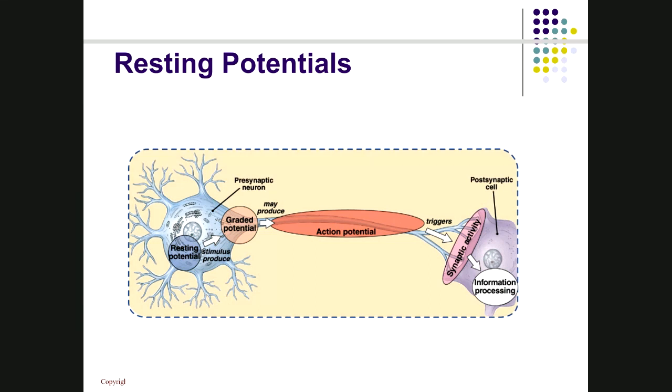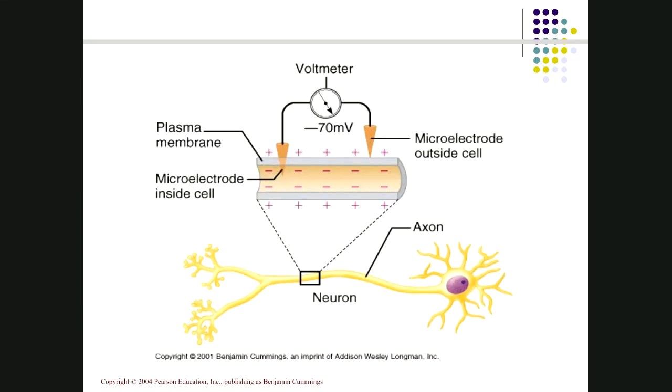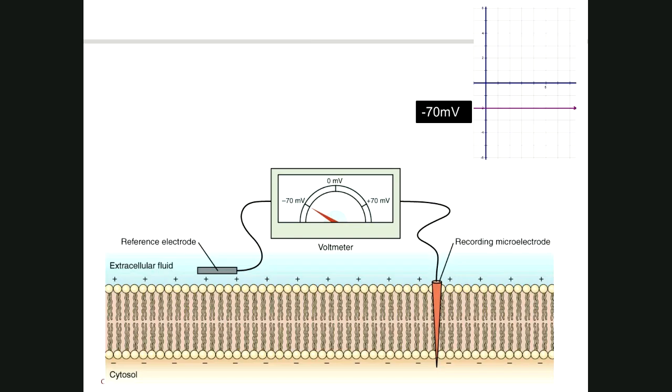Does it make sense to everyone? So look, if we were to graph that, it doesn't change. It's about minus 70 millivolts. Here's 0 right here. So there's minus 70, and look, it's a straight line. It does not change. That's resting potential. It's the steady state.